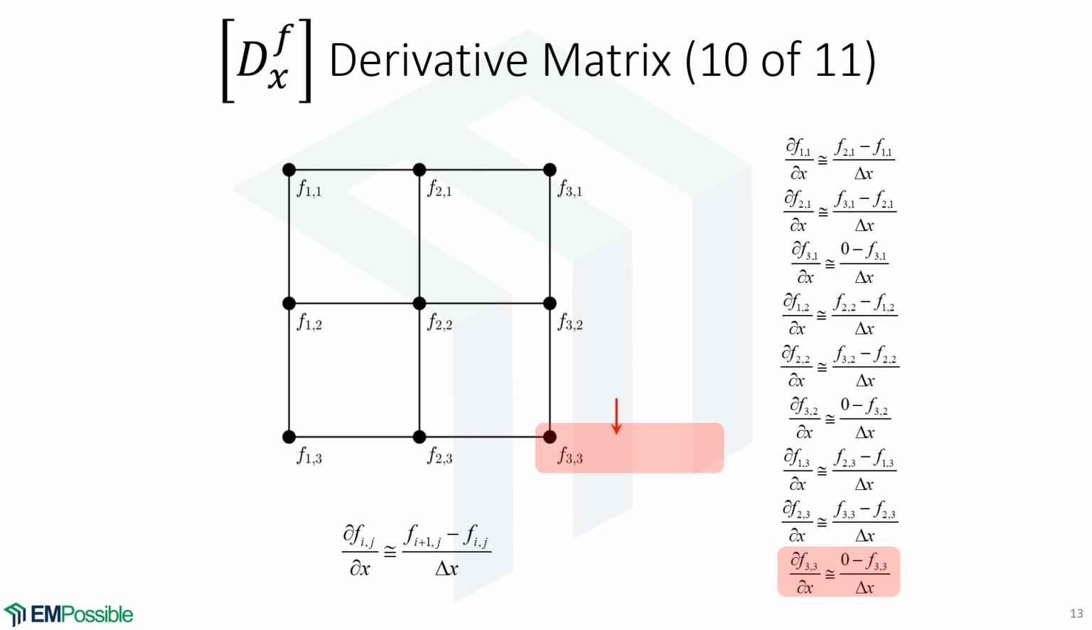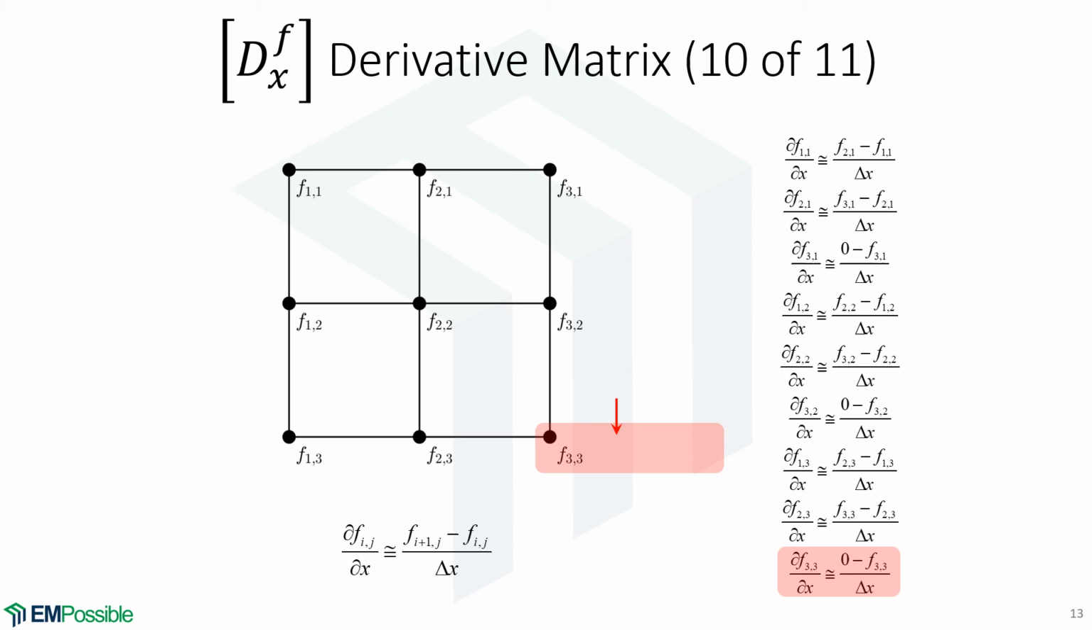And the very last point, where we're evaluating the derivative outside of the grid, needs a function value from outside of the grid. That does not exist. We will follow our Dirichlet boundary conditions and just set that equal to 0. So our finite difference approximation would then be 0 minus f33 divided by the spacing between those points, delta x. 0 minus f33 divided by the spacing between them, delta x.